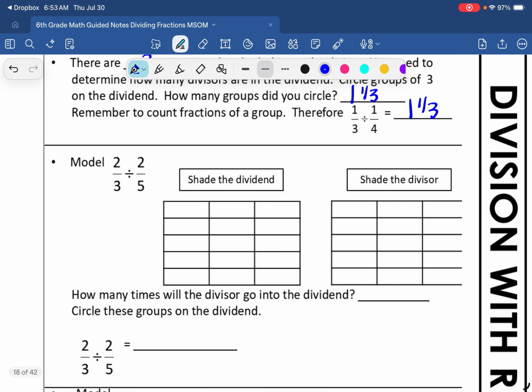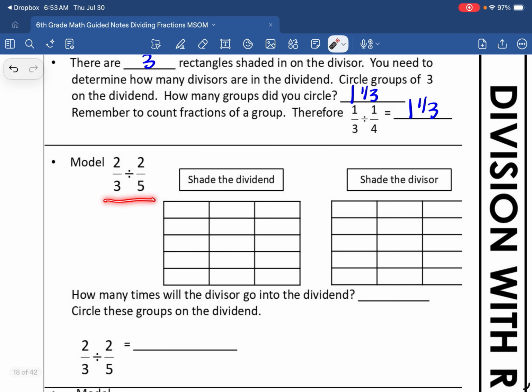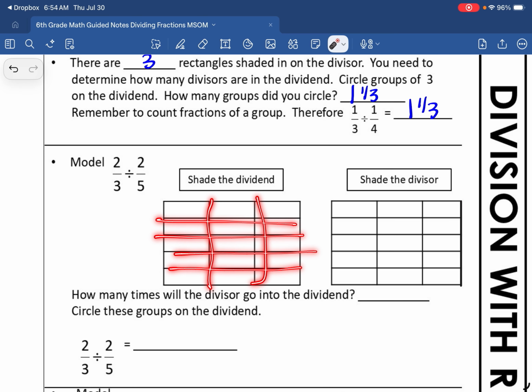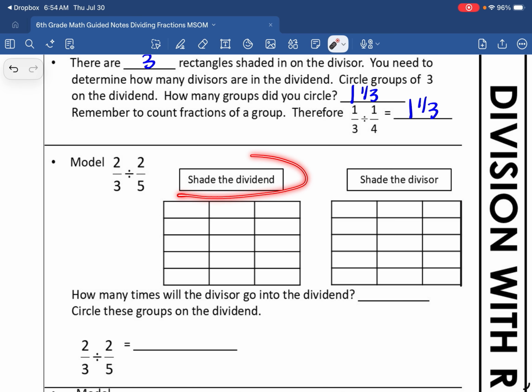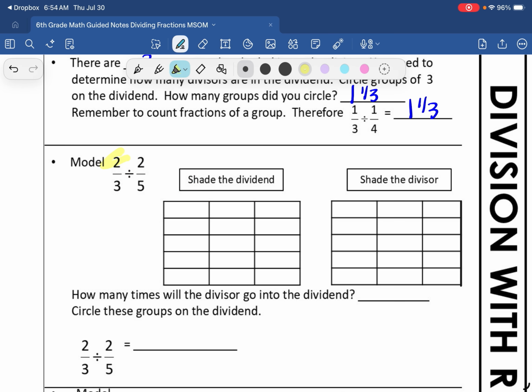Model 2/3 divided by 2/5. My bar models are already made. I have thirds going one direction and I have fifths going the other direction. So the first one I'm going to shade the dividend, 2/3. My thirds are going vertically, so I'll shade this right here, 2/3, and my fifths are going horizontally, so I'll shade 2/5 right here.